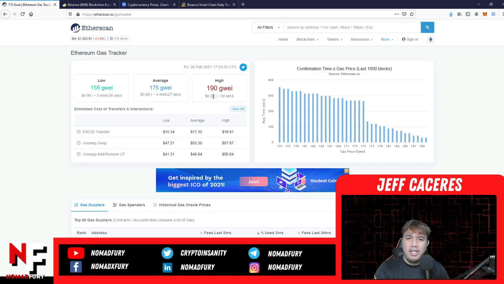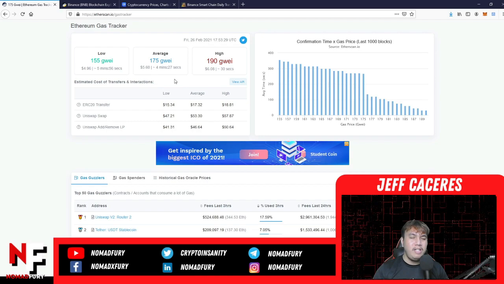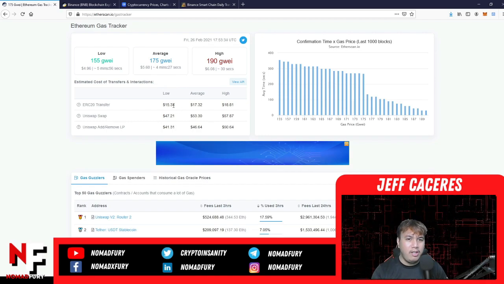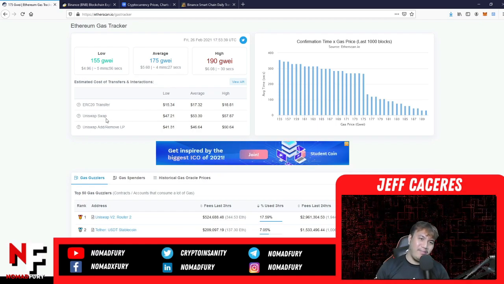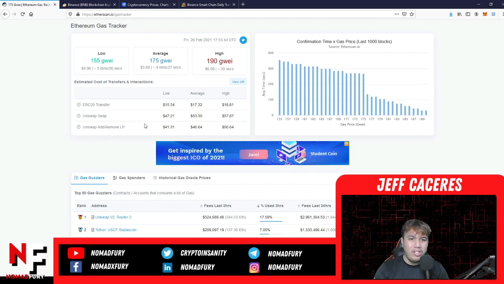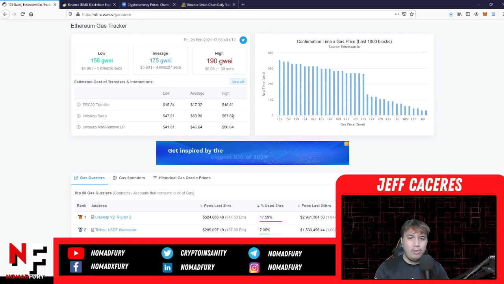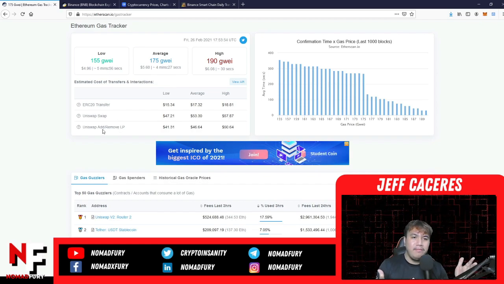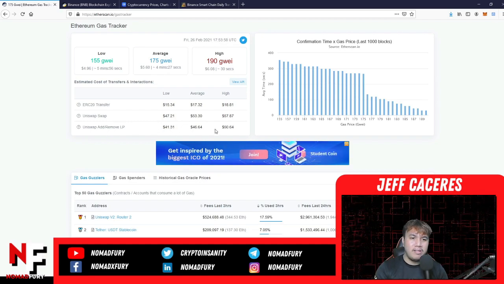This is truly painful if you are going to receive an ERC-20 token. And if you want to exchange it, you can see the fees right here: 15, 17, 18. And for swapping a token, this is very painful. It's $47 only for the low part, average is 53, high is 57. And for adding or removing liquidity, or LP, you can see the fees.